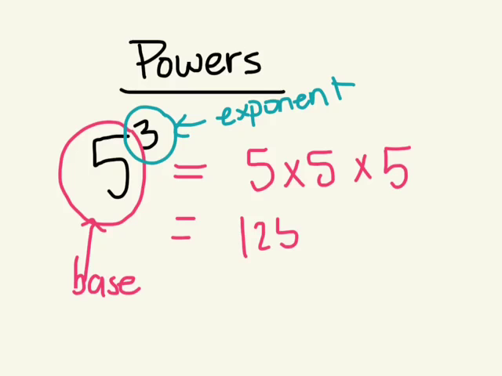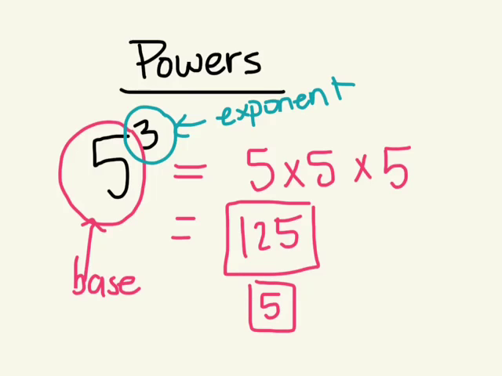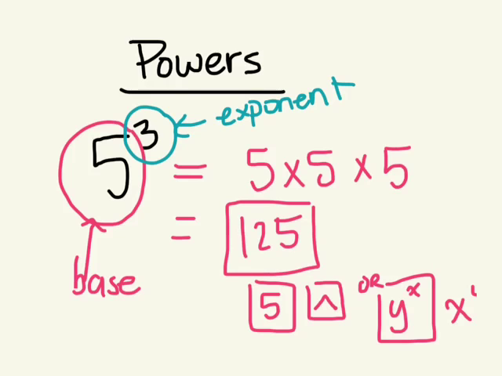125, good. Okay, and if you want to use your calculator to punch this in, you would punch in 5. You have to look at your calculator. Some calculators have this button, or some of them have a button that looks like this, or that looks like this.